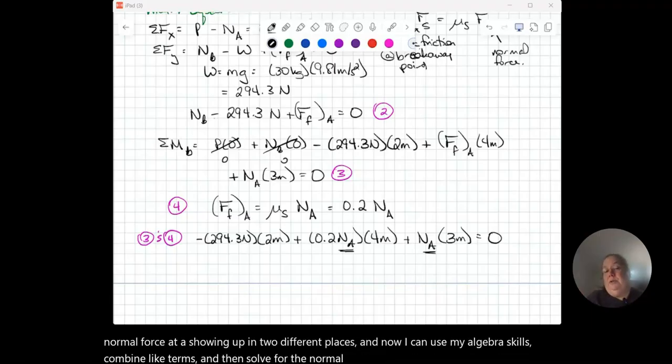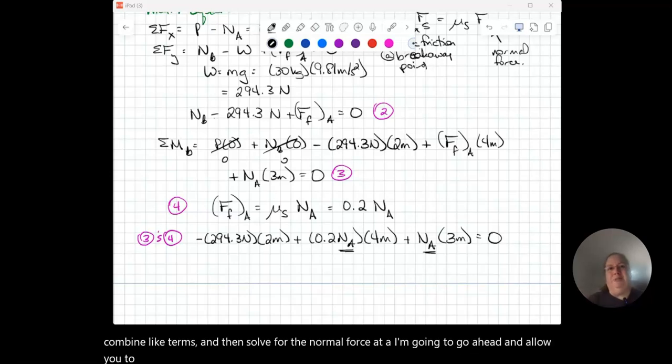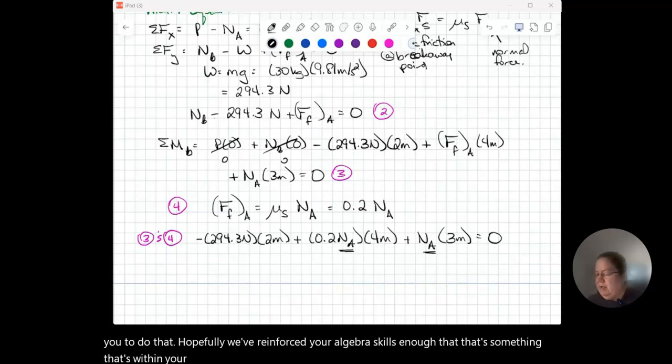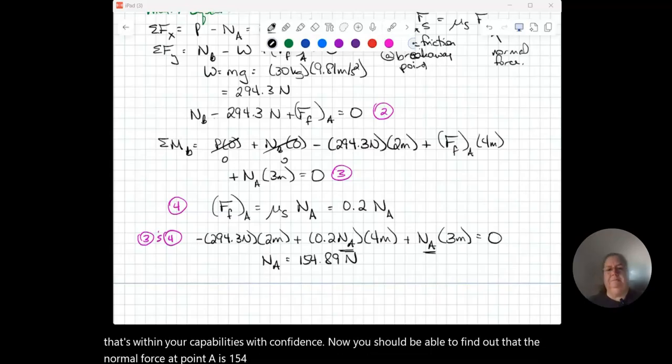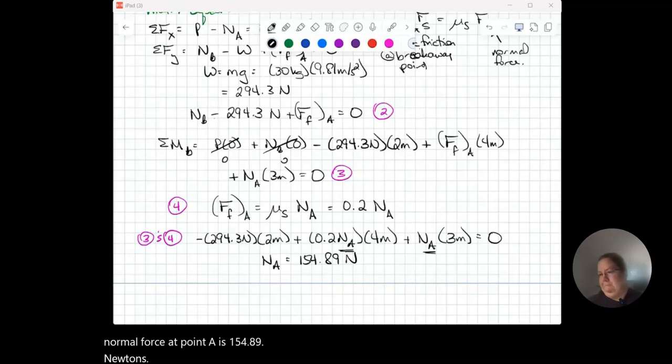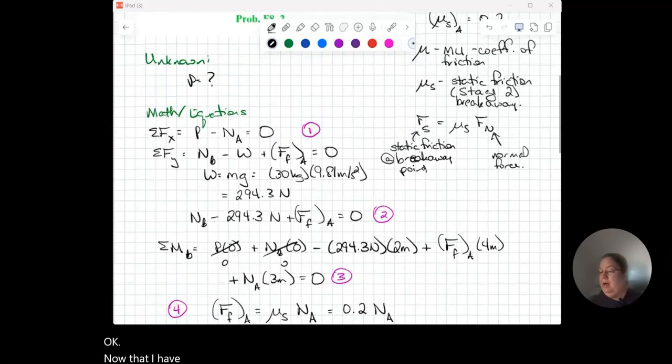I'm going to go ahead and allow you to do that. Hopefully we've reinforced your algebra skills enough that that's something within your capabilities with confidence now. You should be able to find out that the normal force at point A is 154.89 newtons.